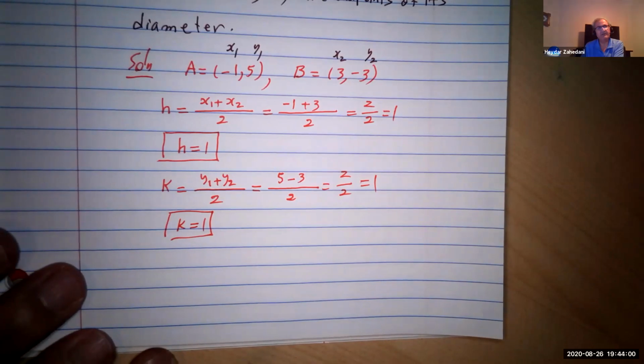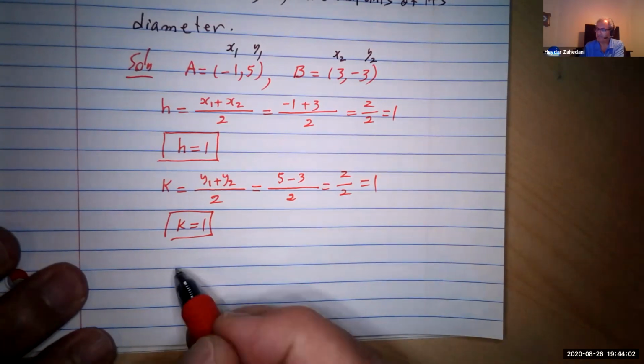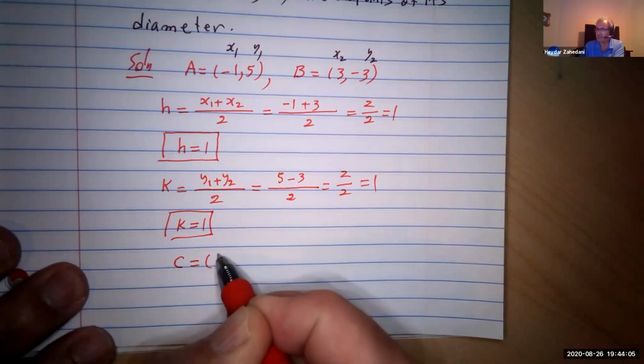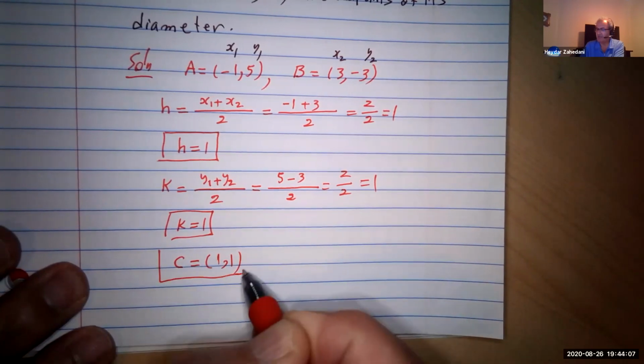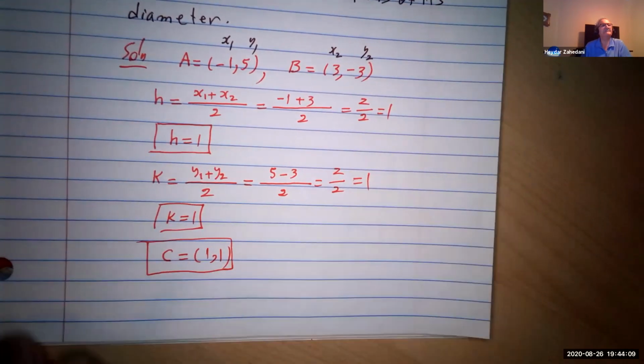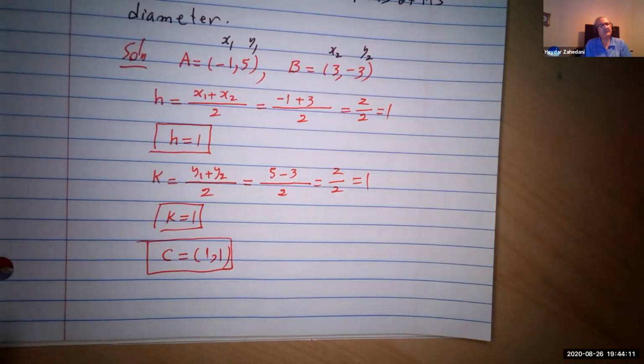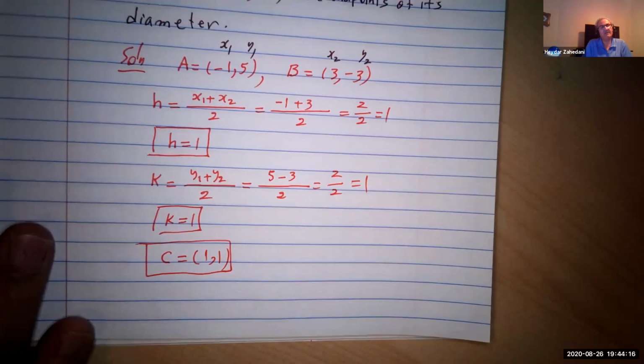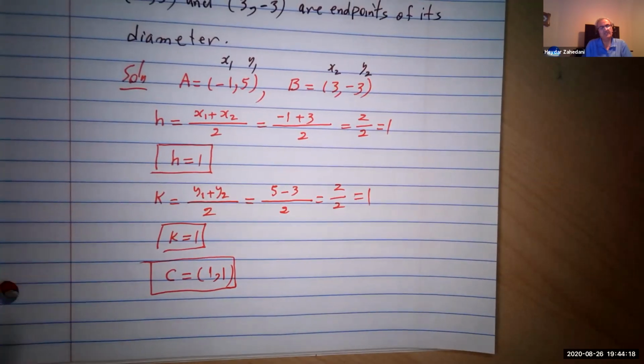Okay, so now we are ready to give you the center. The coordinate of the center is (1, 1), and we are done with the first part. Any question? Okay, so since the endpoints of the diameter are given to you, your center is going to be the midpoint.